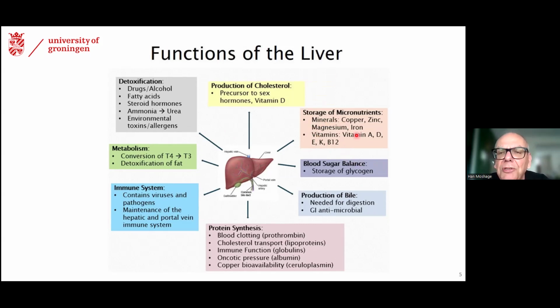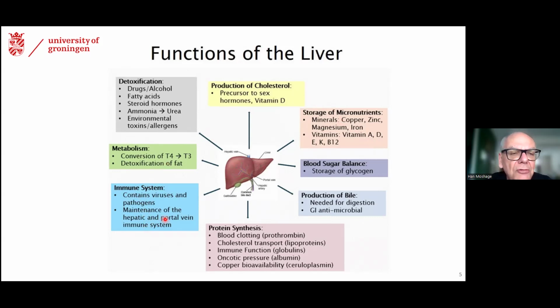Liver is also very important in the storage of micronutrients, both minerals like copper and zinc and magnesium and iron, but also vitamins. This also means that if something goes wrong in the metabolism of, for example, copper or iron, it can give rise to very specific liver diseases. There are genetic diseases of the liver which are related to, let's say, incorrect storage of copper and iron, and this can lead to very serious liver diseases necessitating liver transplantation.